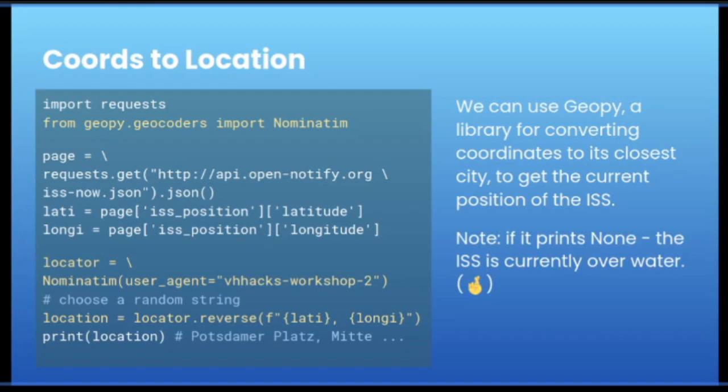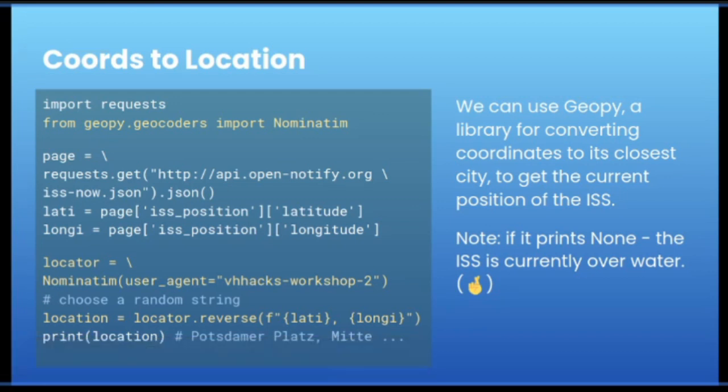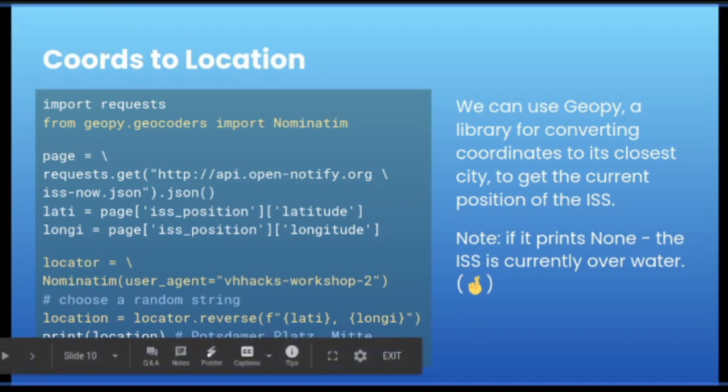However, we should also know that if it prints none at this exact moment, the ISS is currently over water, which is very disappointing, I know, but I am not entirely sure where it is at the moment, so we'll find out when we get there.